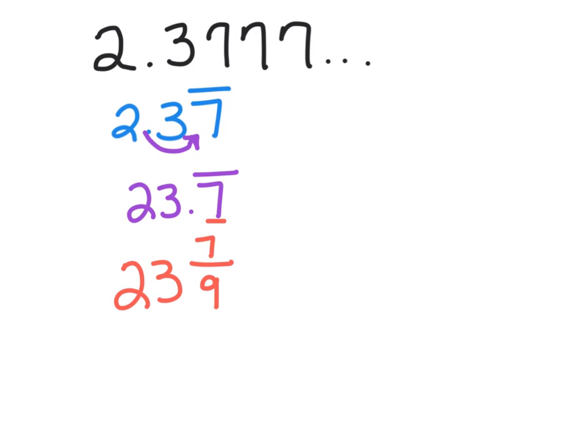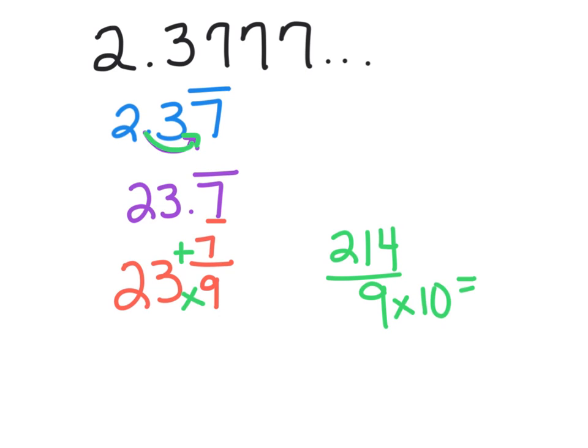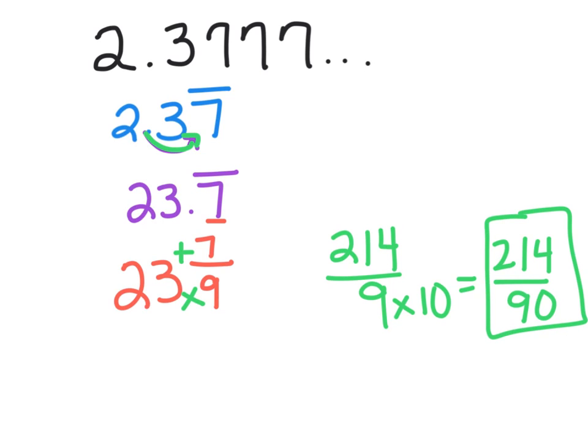Next step, we're going to change it to an improper fraction. So I'm going to do 23 times 9, typing this in on my calculator, and then add 7, which equals 214 over 9. Now I had moved the decimal over just 1 spot, so I'm going to times by 10. So I get 214 over 90. Now I'm going to confirm that I did this correctly. I'm going to divide 214 by 90, and I end up with 2.377777. Your calculator might say 8, but it's just rounding. So I know I did that one correctly.